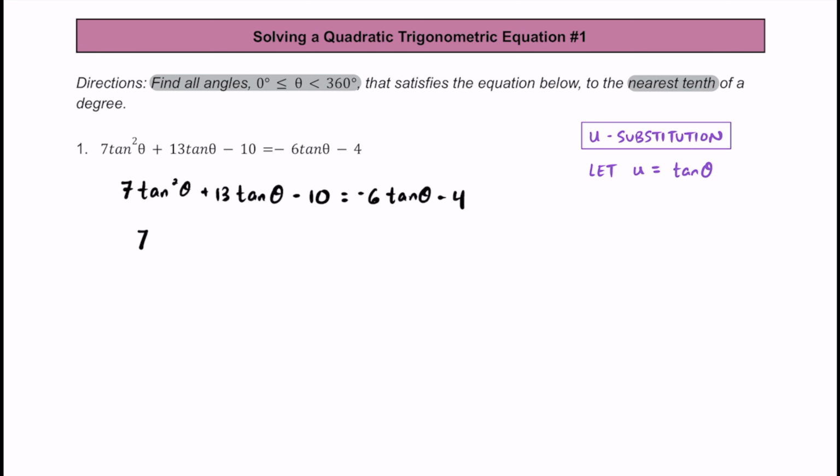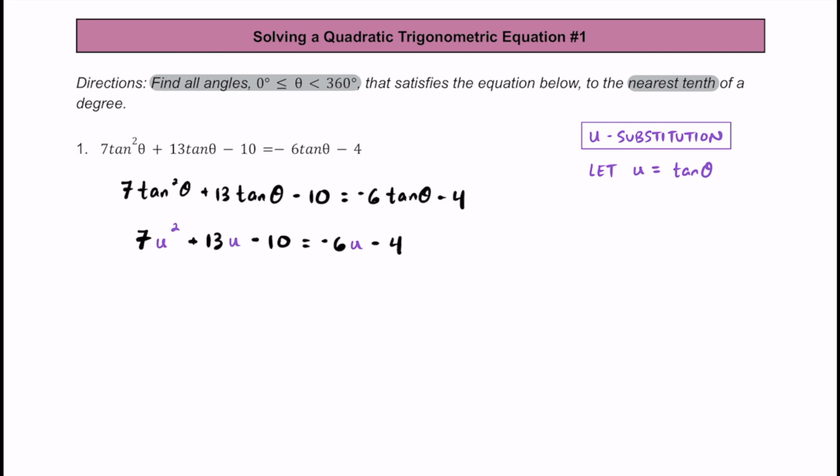Making that substitution, this is going to be 7 times, well, tangent squared of theta is just going to be u squared because it's tangent of theta times tangent of theta. And this is going to be plus 13 times u, because that's tangent of theta again. Then we subtract 10. There are no u's there, and that's going to be equal to negative 6 multiplied by tangent of theta, but we substitute in u there, and then minus 4. So we let u represent tangent of theta, so each time we saw a tangent of theta, we changed it to a u.